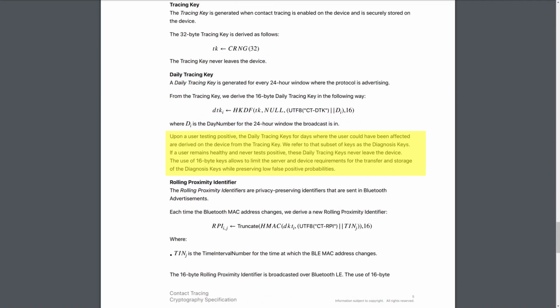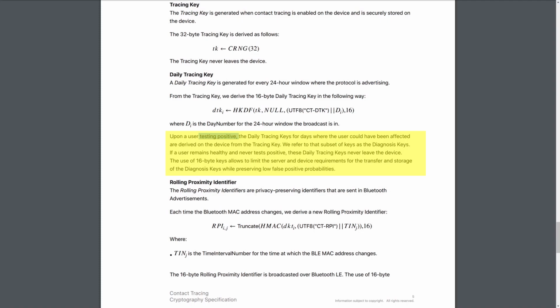It goes on to say that upon a user testing positive, the daily tracing keys for days where the user could have been affected are derived on the device from the tracing key. We refer to that subset of keys as the diagnosis keys. What's important here is that your daily tracing key is never saved on your device. It's generated every time we need it to generate the rolling proximity identifier and when we need to upload the diagnosis keys to the server.